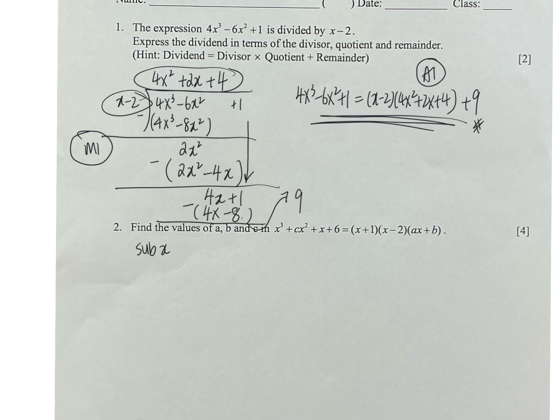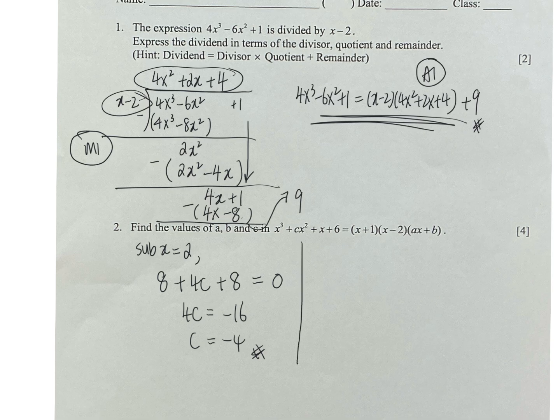So when you sub in x as 2, you get 2 cubed, and this thing becomes 0. So 4c is negative 16, c is minus 4. So this is the first value. You can expand everything out.